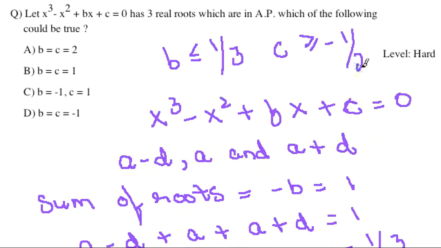So we have got these two properties now. Now we'll check which options satisfy these conditions. So b equal to c equal to 2. Clearly b is greater than 1 by 3, so this is wrong. B cannot be equal to 1 again because b has to be less than or equal to 1 by 3, so this is also eliminated. Now b equal to minus 1 and c equal to 1 satisfies both the conditions. So this is true. B equal to c equal to minus 1 is not possible, because c is greater than or equal to minus 1 upon 27. So c can never be equal to minus 1. So c is the correct answer.